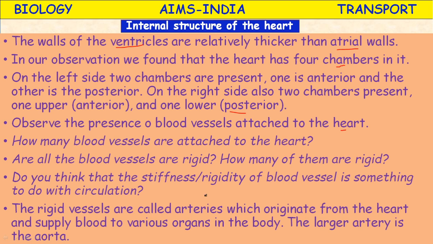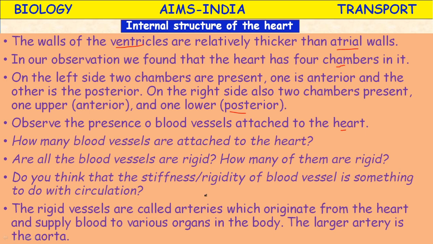Rigid means very strong. Okay, so the main blood vessels which are rigid are arteries, because arteries are the blood vessels which carry the blood far away from the heart. So aorta is the biggest and the strongest artery. Okay, do you think that the stiffness, rigidity of blood vessel is something to do with circulation? Definitely. Okay, and in some of the blood vessels there are valves also present. Further we will discuss.